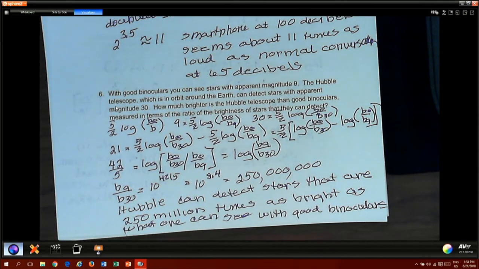Okay, so that's it for working with some product and quotient.